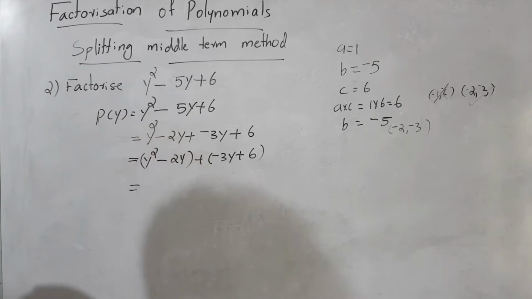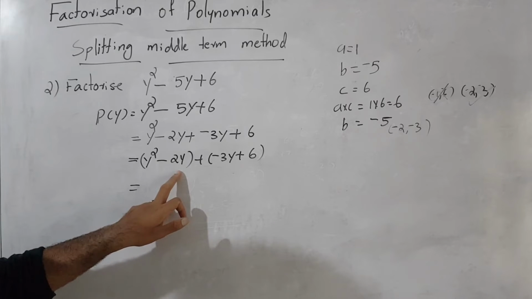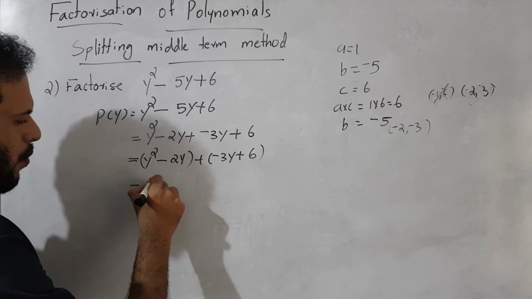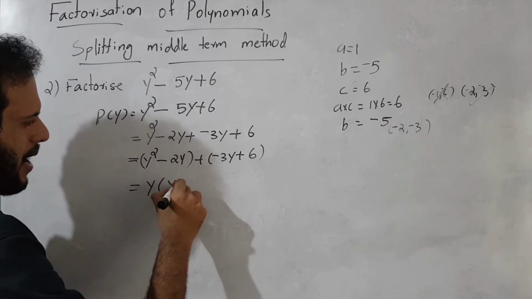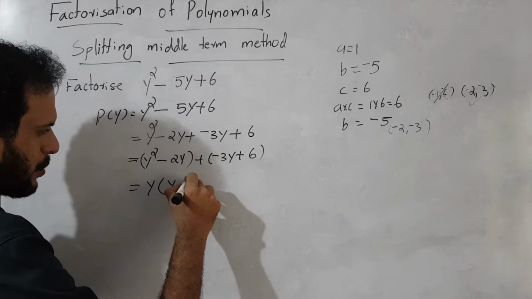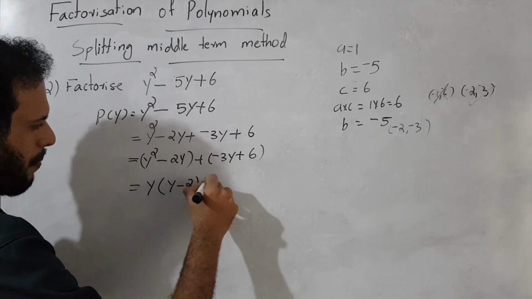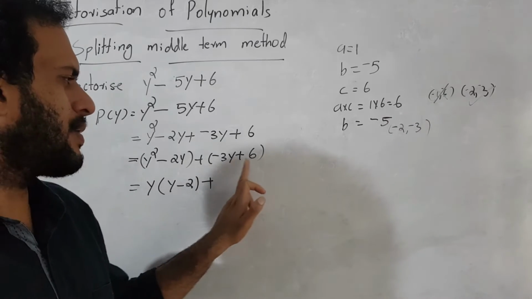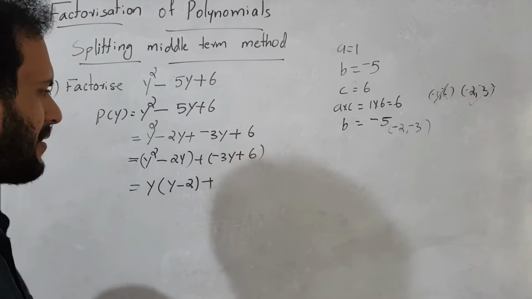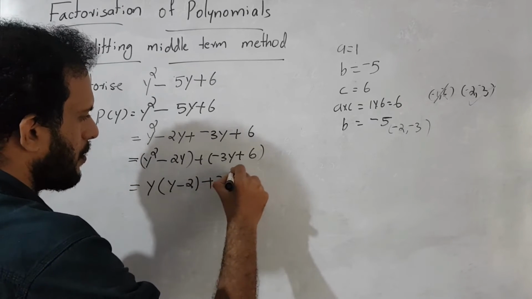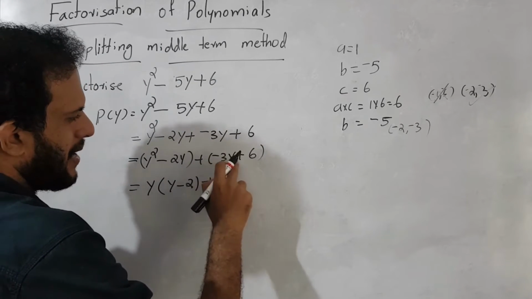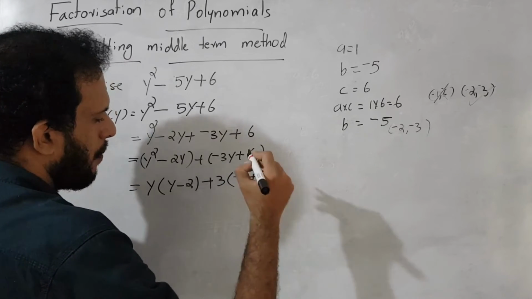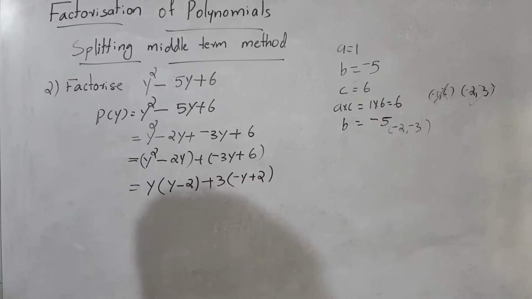Then next, what is common here? Here is only one common factor. What is that? y is the common. So we take y out. y into y minus 2, not 2y. Plus, what is common here? 3 is common. So we take 3 out first. 3 into, what is remaining here? Minus y plus 2. Correct.